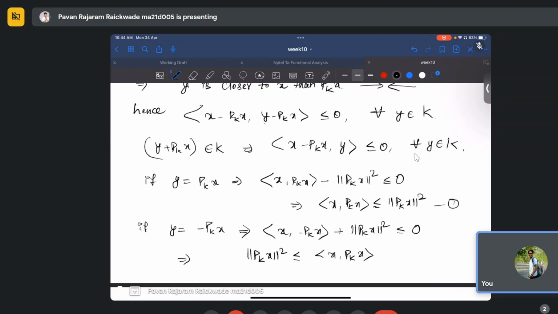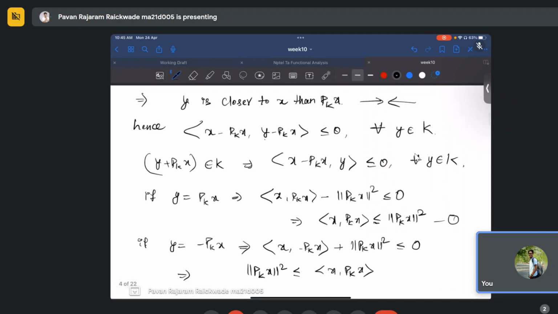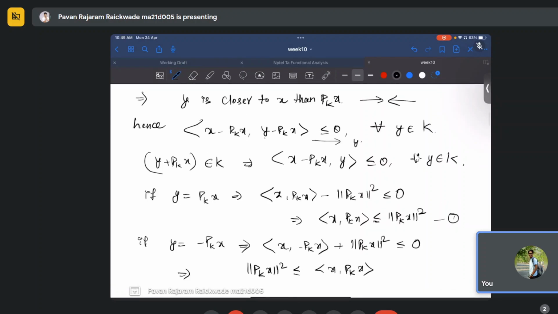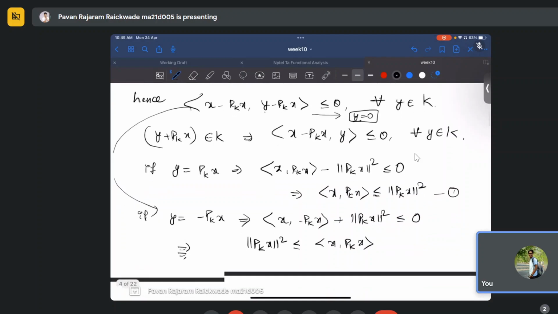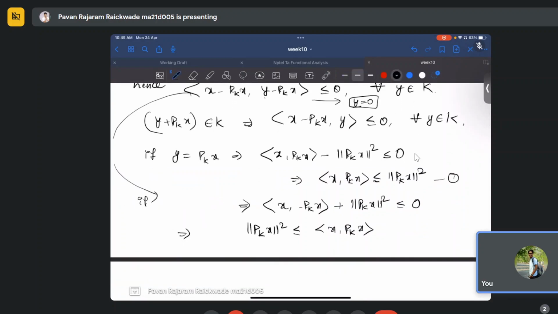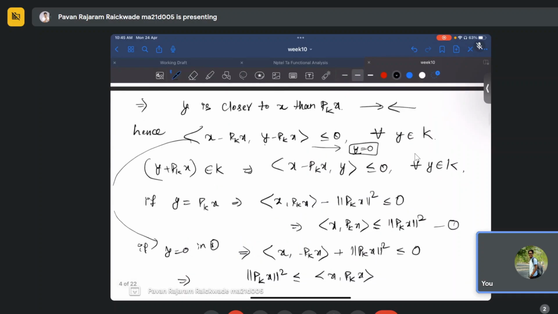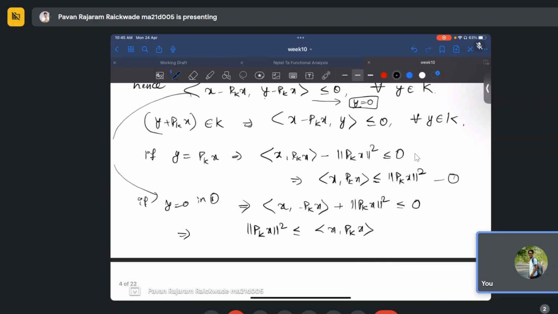I mean, we are not putting y equal to minus PKx, because we don't know if it's in the cone, but in fact we are putting y equal to 0, because 0 is in the cone, right? And when we put y equal to 0 here, we get the same. So, kind of, I'm putting y equal to minus PKx, but that's understood. Okay, I'll just write it here. This equation is star. Then PKx square is okay.